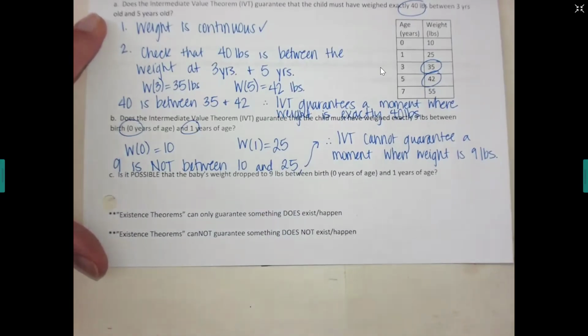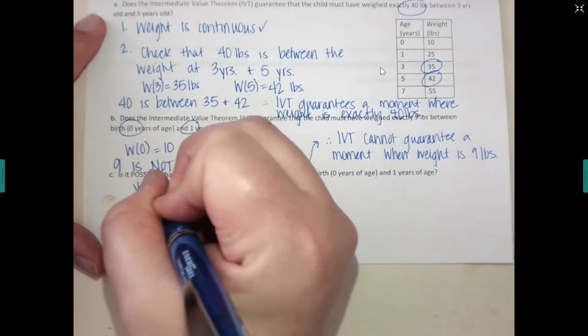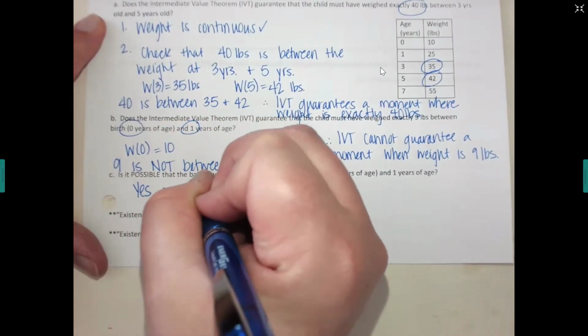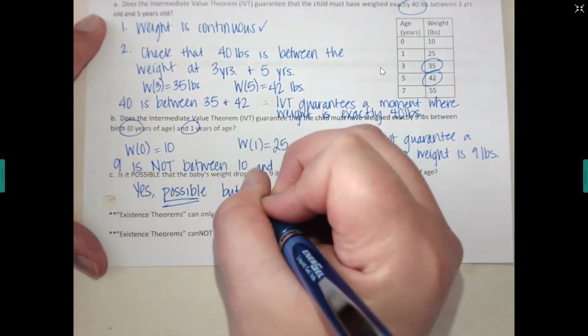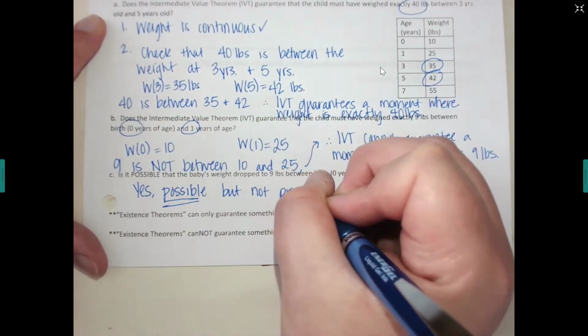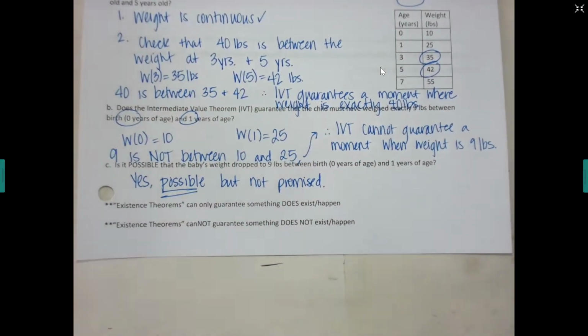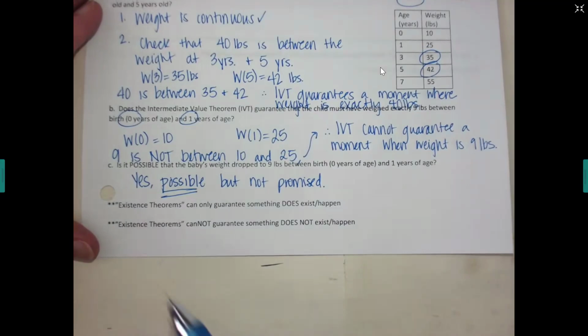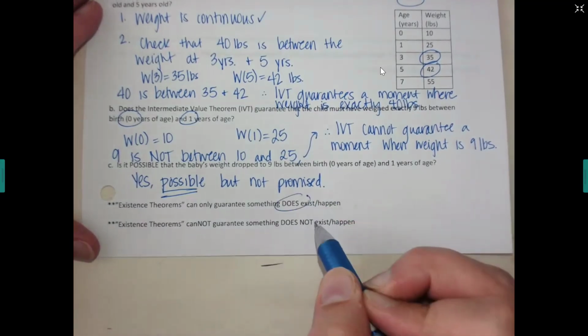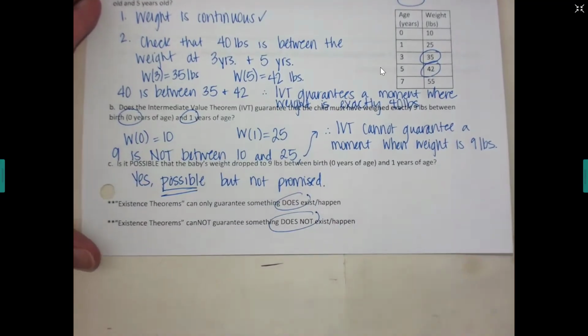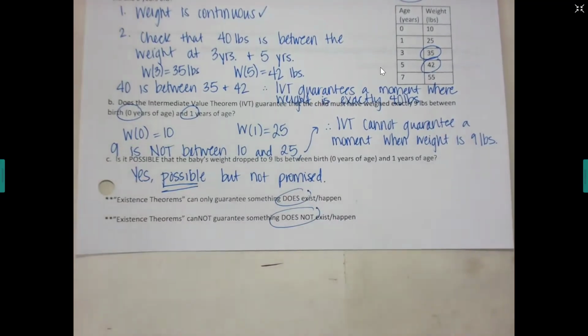So for part C, where it says, is it possible? You would say, yes, it is possible, but not guaranteed. I'm going to put possible, but not promised. Okay, and the reason it's not promised is because 9 is not an intermediate or between value for the 10 and the 25. Okay? So down there at the bottom, it says, this theorem can only guarantee that it does happen. It can't promise you that it doesn't happen. It can only promise that it does or maybe, but it can't tell you for sure that it didn't. Okay? All right, one more example with a table like that.